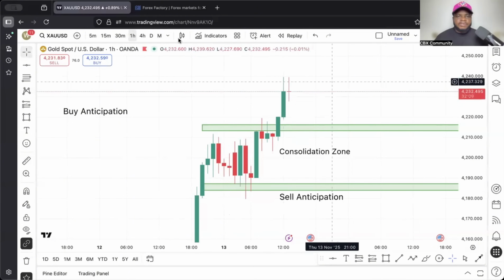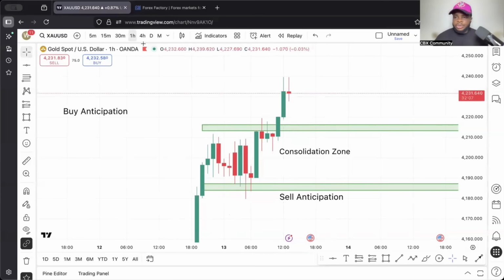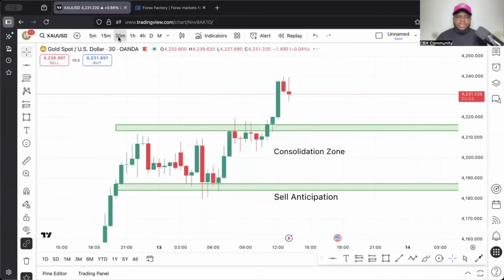So the best thing is just for us to be patient. We don't need to do anything. Be patient until we identify a structure. Be patient until you identify that thing that you are looking for, then you can decide to take a position.